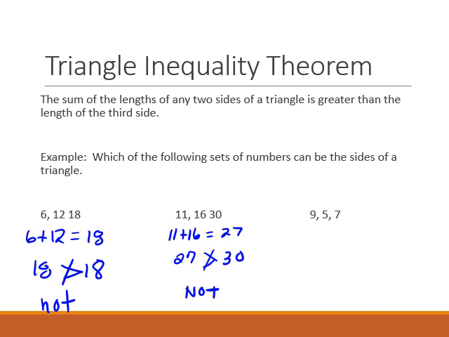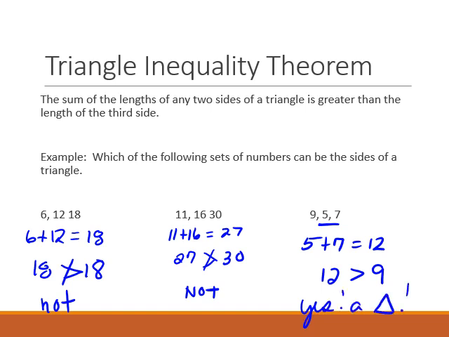Here, my two smallest sides are my 5 and my 7. So 5 plus 7 is 12. 12 is greater than 9, the third side. So yes, this is a triangle. Okay.